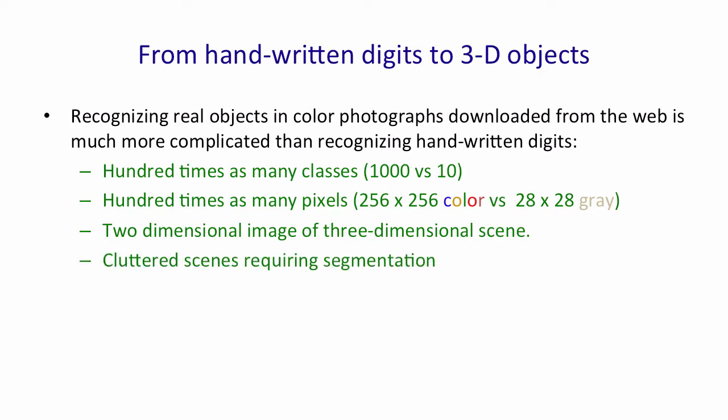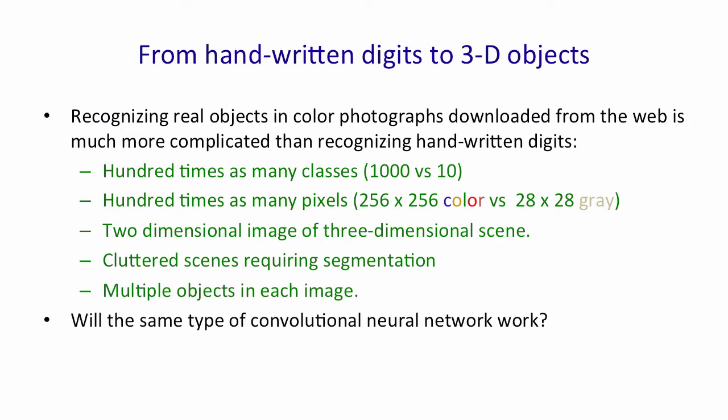And real scenes have clutter of a kind that doesn't occur in handwriting. In handwriting, you can have overlapping letters, and that requires segmentation. But you don't have things like occlusion of large parts of objects by opaque other objects. You don't have many different kinds of object in the same scene. And you don't have all the lighting variations that you get in real scenes. So the question is, will the same kind of convolutional neural network that proved to be so good at recognizing handwritten digits work for real color images?